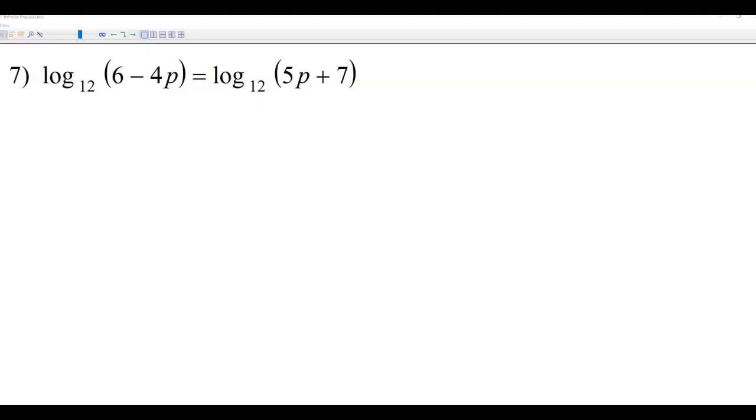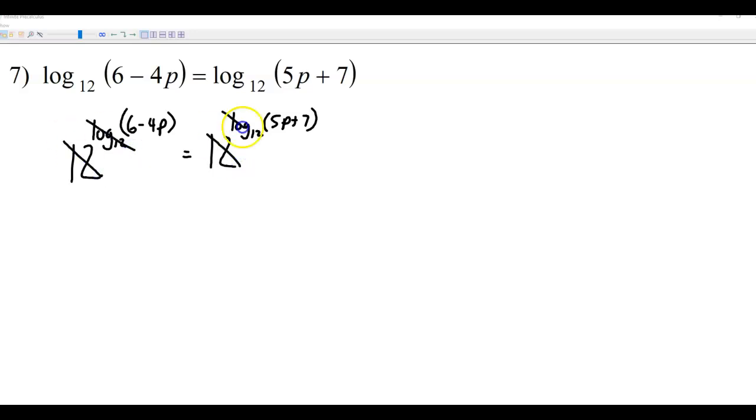Number 7. This is another type of log equation. Nothing special really happens here. We're just going to exponentiate both sides. There's no numbers outside of any logarithms, so we could just start with exponentiation once again. But what is interesting here is that since there's a log on both sides, the log cancels on both sides, like so, and we're left with this.